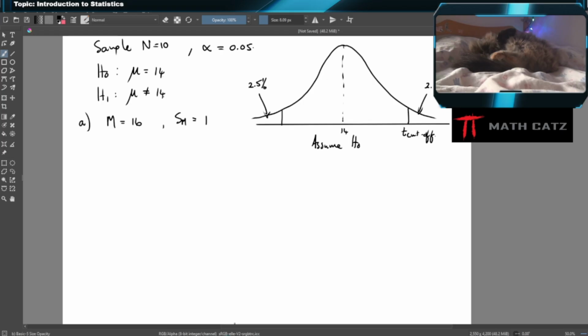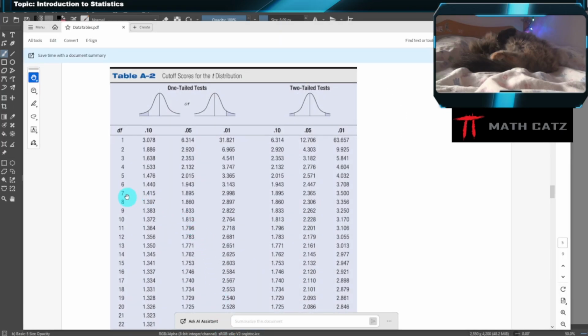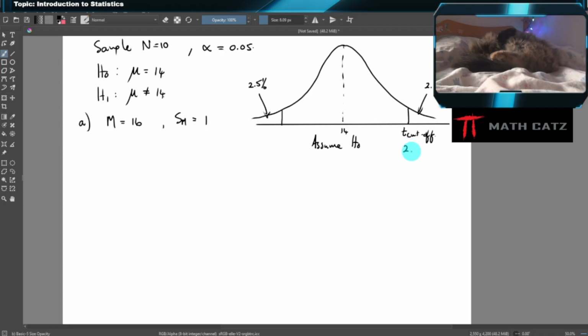Sample size of 10, so degrees of freedom is 9. We have a two-tailed test. Follow the 9: 2.262, positive and negative, of course. Those are our cutoff scores, positive and negative.